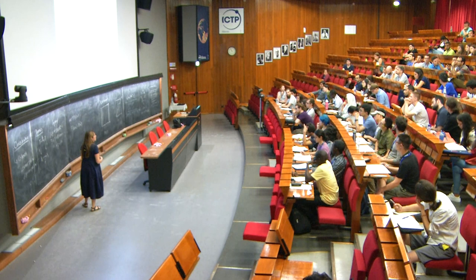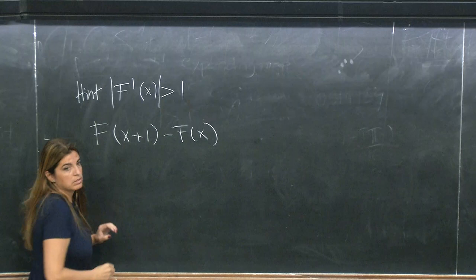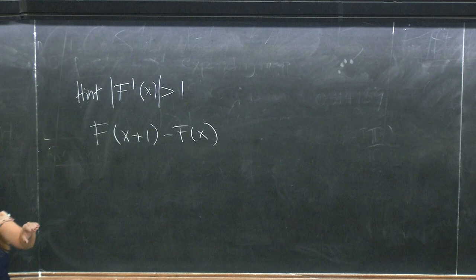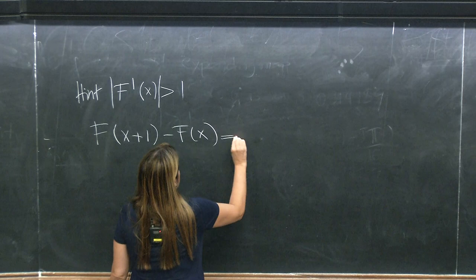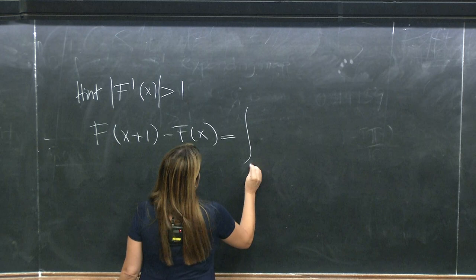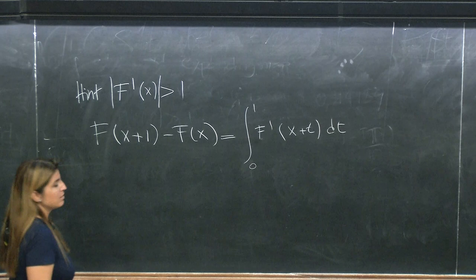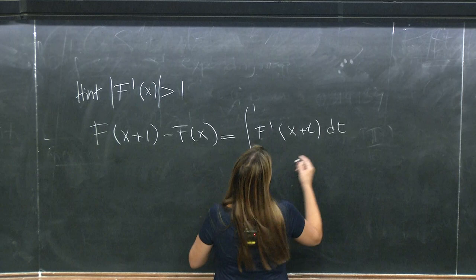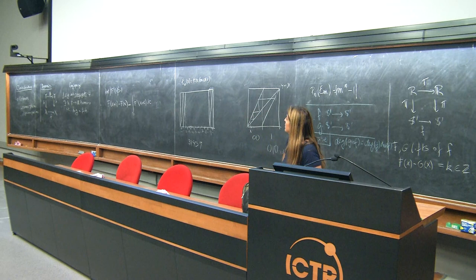No, it's strictly greater than one. We have the absolute value of F prime. Yes, and it will be continuous. So it will be all the time above one or all the time below minus one. Then you will have that this is either greater than one or less than minus one, okay? So the degree will be, in absolute value, greater than one.